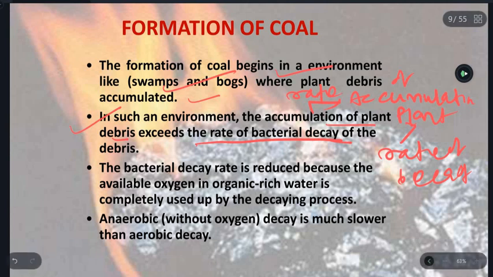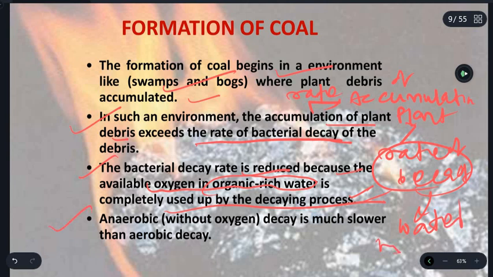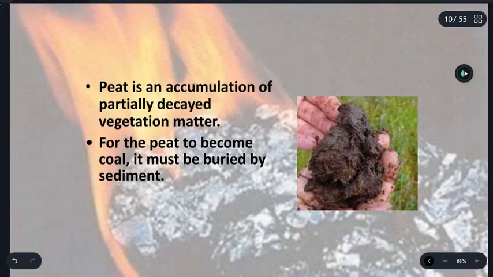The amount of decay should be lower. The bacterial decay rate is reduced because the available oxygen in organic-rich water is completely used up in the decay process. Anaerobic means without oxygen; decay is much slower than aerobic decay. Clear? Any doubt? No. Peat is accumulated partially decayed vegetation matter. See what's happening.